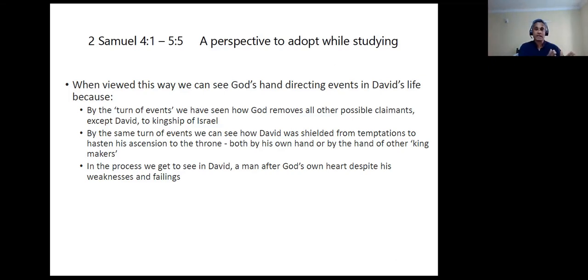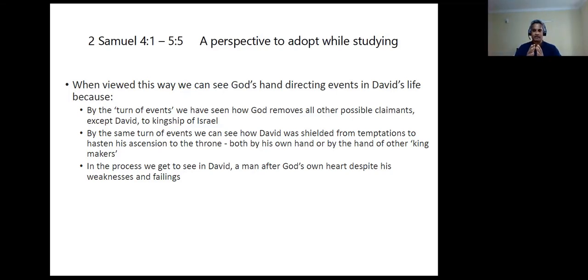Both by his own hand he could have done it. Sometimes there were kingmakers that came up, right? We saw the Amalekite. We saw Abner as a kingmaker last time. Today we'll see two more brothers who try to accelerate David's ascension to the throne. But David is willing to wait on the Lord's timing. And like we studied in chapter 3, while you wait, it can be a period of great temptation. So during this long period of 22 years that David had to wait from his anointing, we see how he was shielded from temptation to accelerate his kingship.